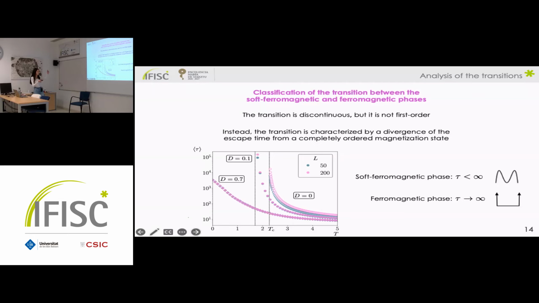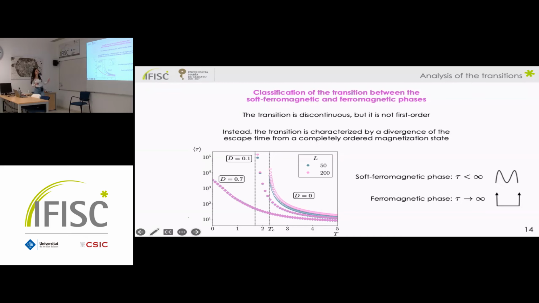And now if we move to a larger field intensity, 0.7, in this case we see two things. First, that the jump time is independent of system size at all temperatures, and second, that the jump time doesn't diverge at any temperature. And that's because for this field intensity, there is no ferromagnetic phase. And for all temperatures below the critical temperature, the system is in the soft ferro phase.